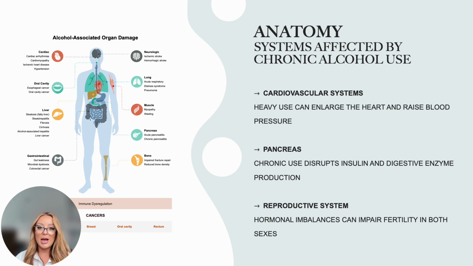Aside from the brain and liver, alcohol also affects several other major body systems, starting with the cardiovascular system. Heavy drinking over time can enlarge the heart and raise blood pressure, both of which increase the risk for serious conditions like stroke or heart failure. The pancreas is also vulnerable. Alcohol disrupts its ability to manage insulin and digestive enzymes, which can lead to inflammation known as pancreatitis and even contribute to diabetes. Finally, alcohol affects hormones. It can disrupt reproductive health in both men and women, leading to lower fertility rates due to hormonal imbalances.